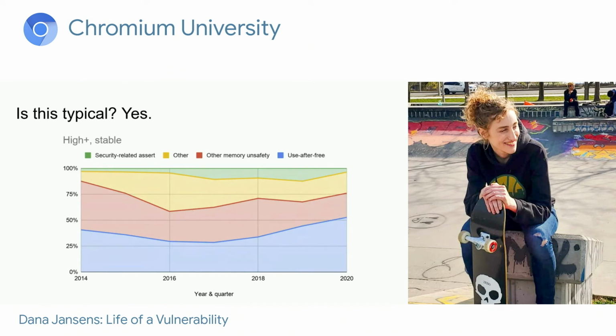This is a super typical type of bug. In fact, 50% of our bugs were use after free in this year. Memory safety bugs of other types, for example, a buffer overflow or a type confusion, take this up to nearly 80% of our bugs this year.